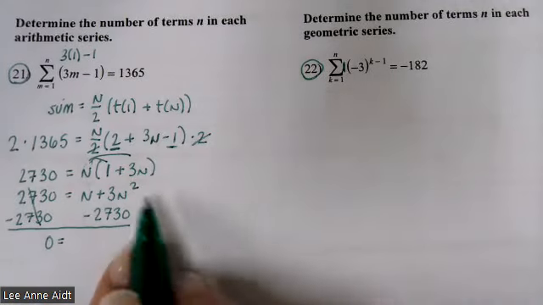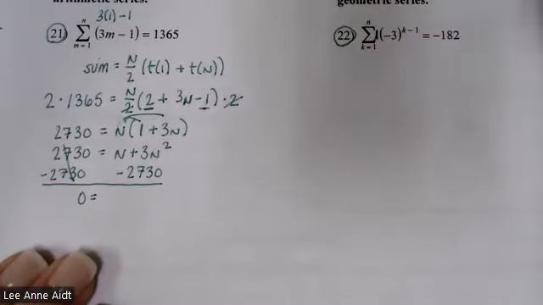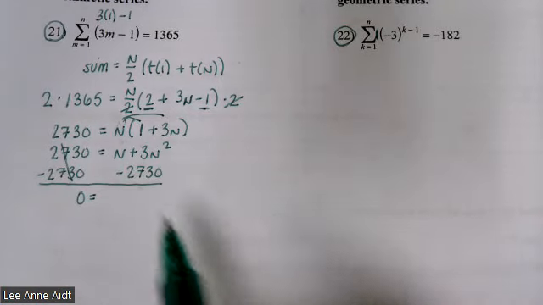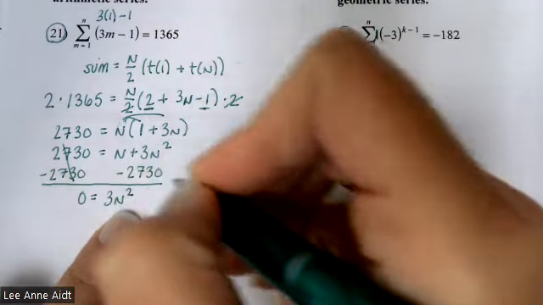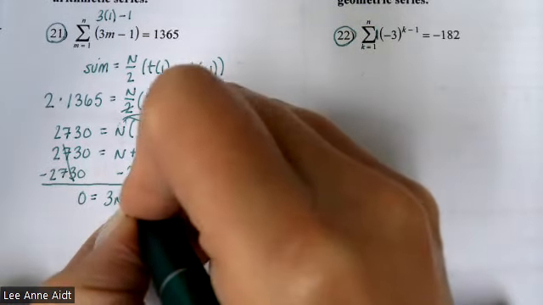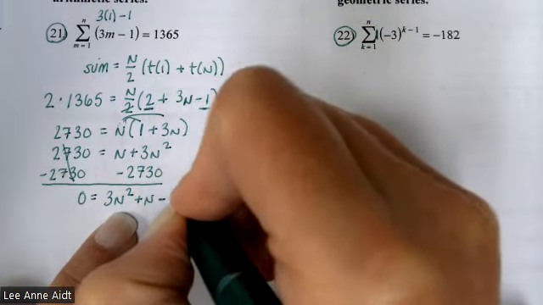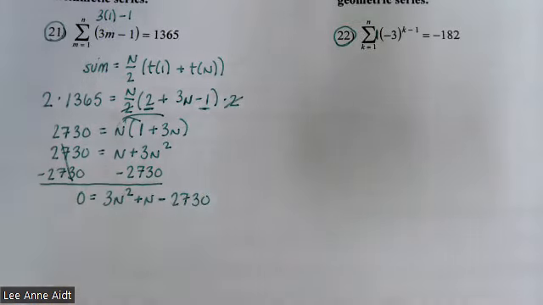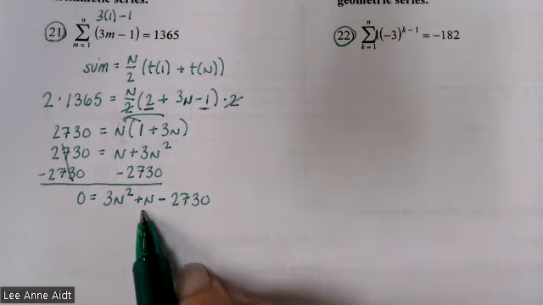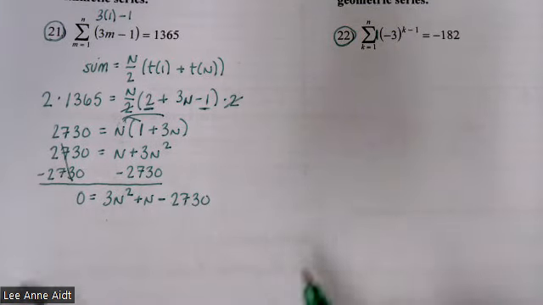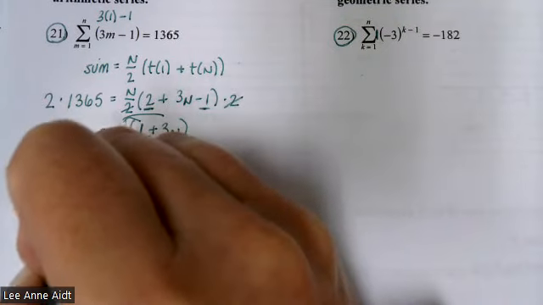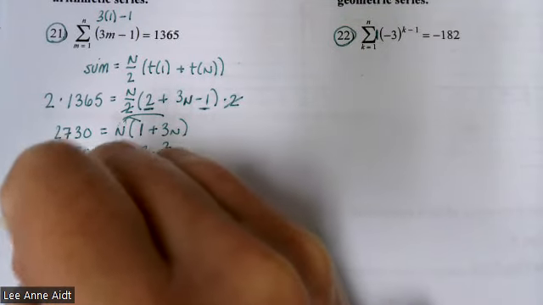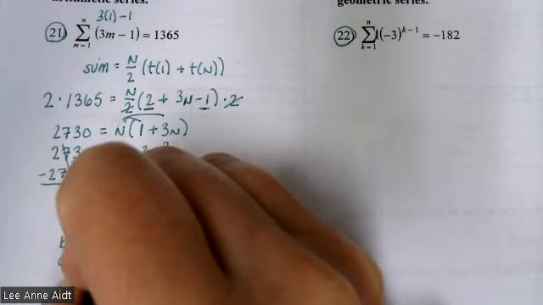Okay, now when I get to here, I'm going to write these things in order. So the 3n squared is going to come at the beginning, then the n, then minus 2730. I know I'm setting myself up for quad formula, so I want to go A, B, C here. A equals 3, B equals 1, C equals negative 2730.